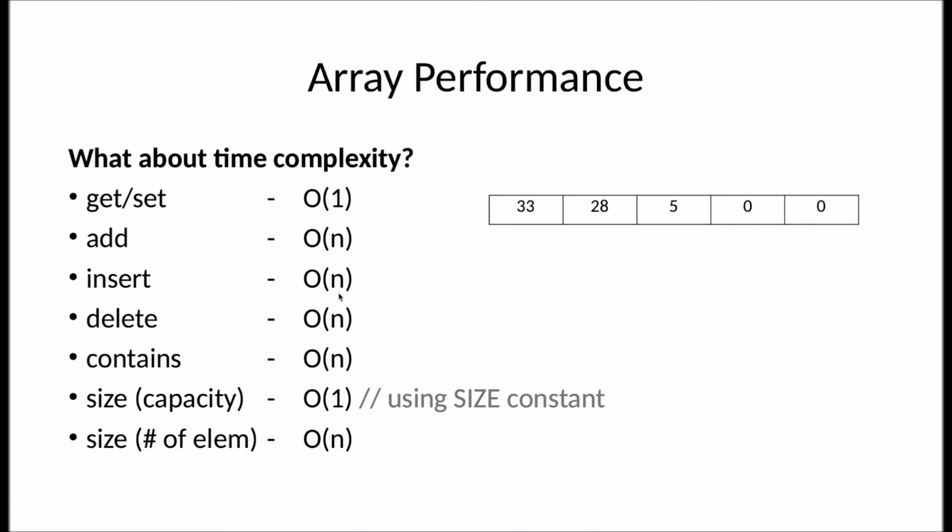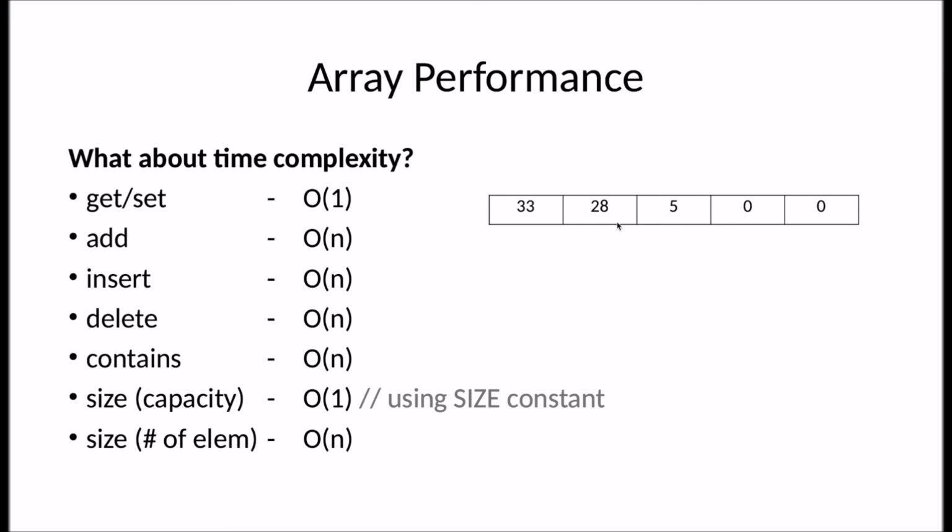Then inserting a value is O(n). So if I want to insert a value, let's say between 33 and 28, I would have to use the position of 28, place the value here, and then shift all subsequent values over by 1. So 5 would go where 0 is, 28 would go where 5 is now, and then I can store the new value. So in the worst case here, I would update the very first element of the array, and the entire array would have to shift over by 1.